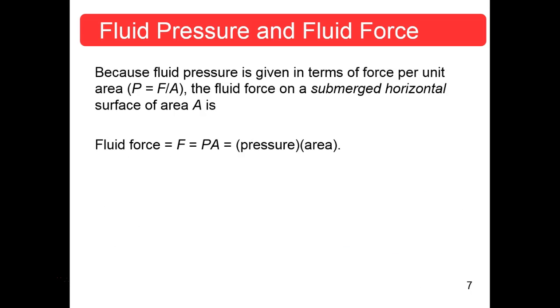Because fluid pressure is given in terms of force per unit area, the fluid force on a submerged horizontal surface is equal to pressure times area. Since the pressure is force divided by area, in newtons per square meter, pounds per square inch, pounds per square foot, whatever, to get the force you multiply the pressure times the area.